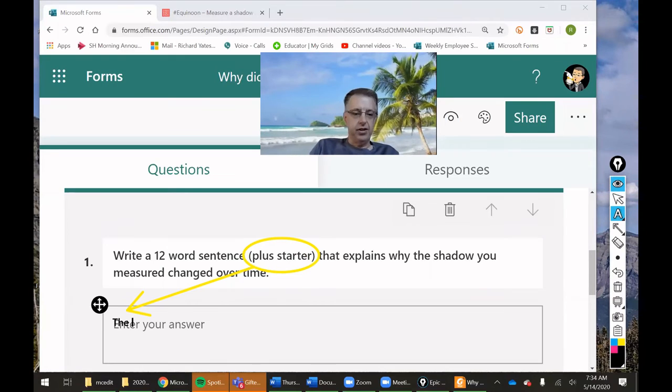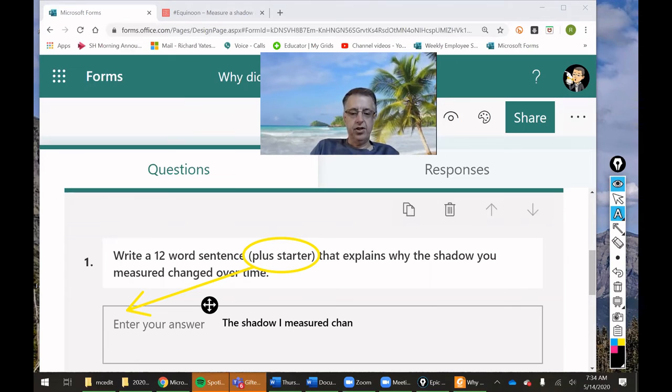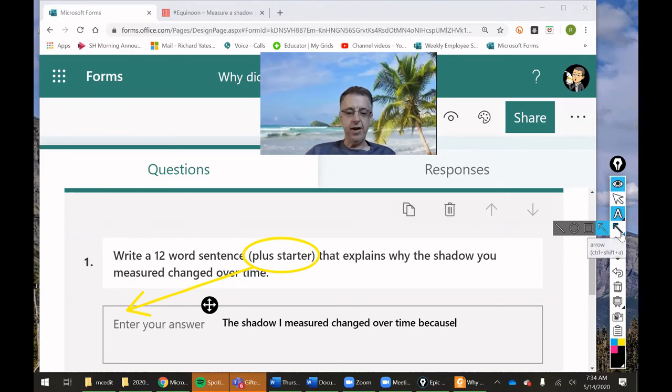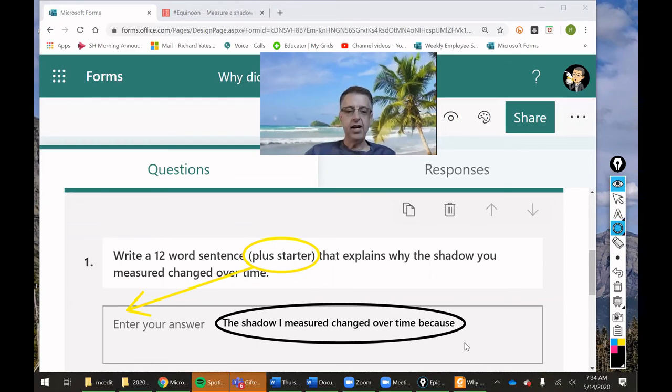You could say like the shadow, can't really see that, so I'll just write it over here so you can see a little bit better. You can say like, the shadow I measured changed over time because. That entire phrase, the shadow I measured changed over time because, this entire thing that I wrote right here, is a starter. And that means that it won't count as your 12 words. That starter is something that you can use and it won't count as your 12 words.